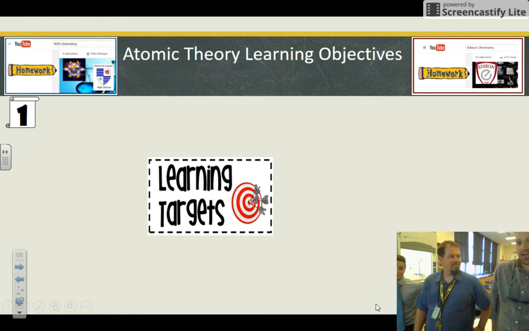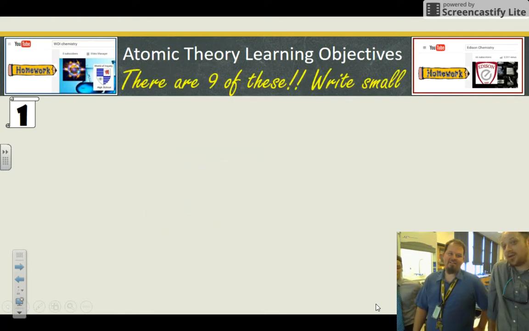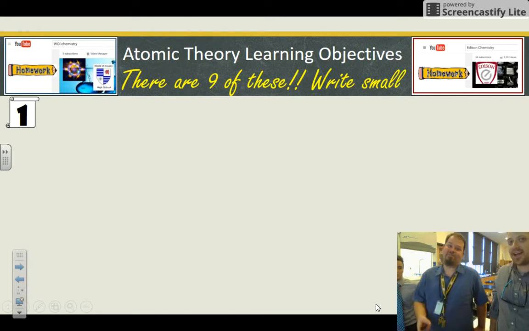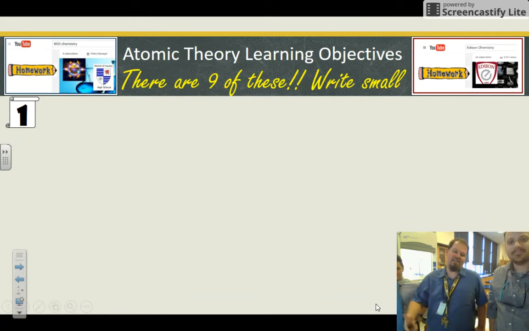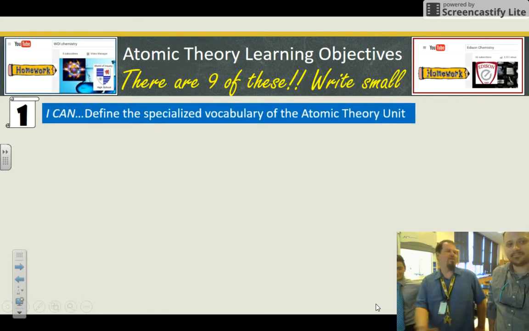Learning targets. Love them. I love that check-by animation, by the way. I had to write small. I wanted it to actually write, and that wasn't happening.